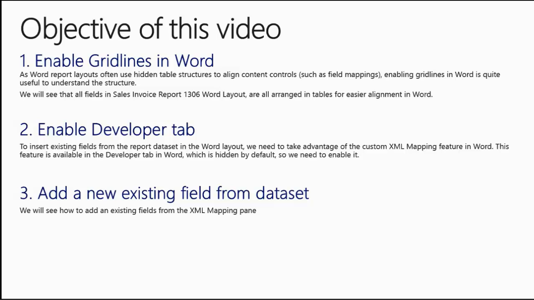As word layouts often use hidden table structures to align content controls, such as field mappings, enabling grid lines in Word is quite useful to understand the structure. We will see that all fields in the Sales Invoice Report 1306 word layout are arranged in tables for easy alignment in Word. To insert existing fields from the report dataset in Word layout, we need to take advantage of the custom XML mapping feature in Word. This feature is available in the Developer tab in Word, which is hidden by default, so we need to enable it. We will see how to add fields from the XML mapping pane.